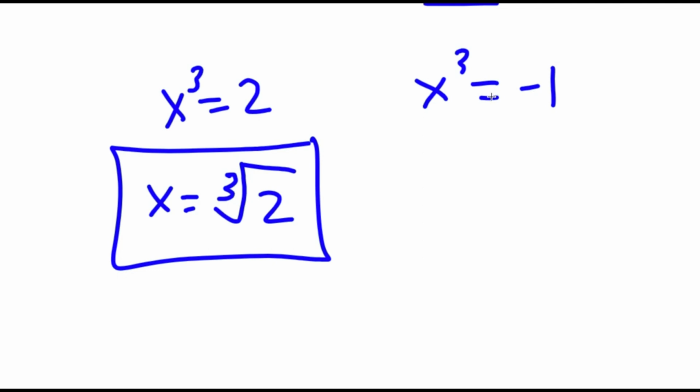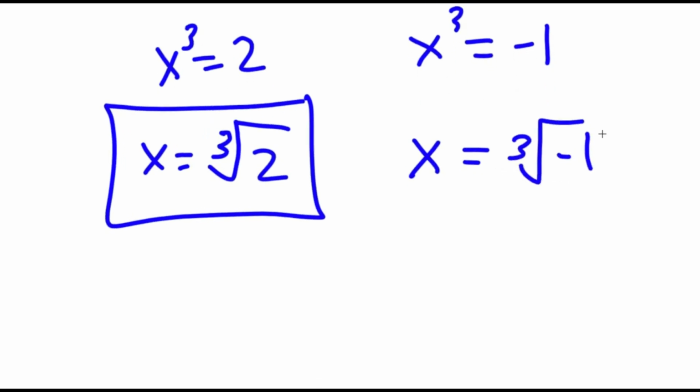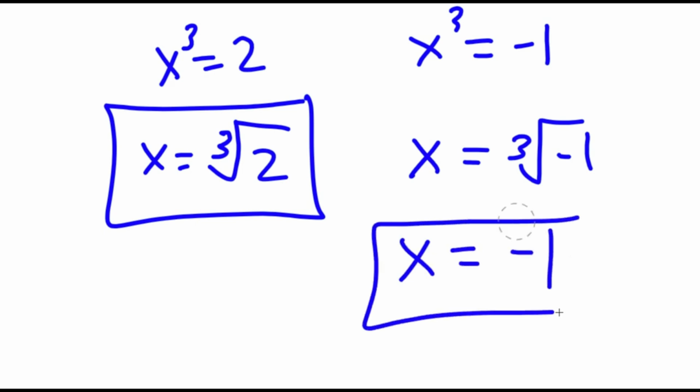And for x to the power of 3 equals negative 1, again, I'm going to take the cube root on both sides, so I get x is equal to the cube root of negative 1, and the cube root of negative 1 is simply negative 1. So I have x is equal to negative 1. So these are my two solutions to this problem.